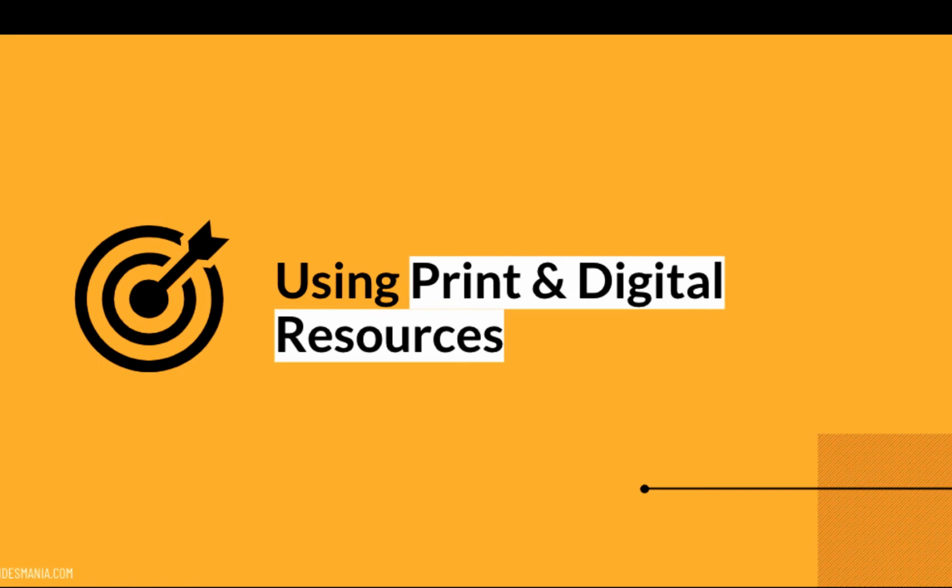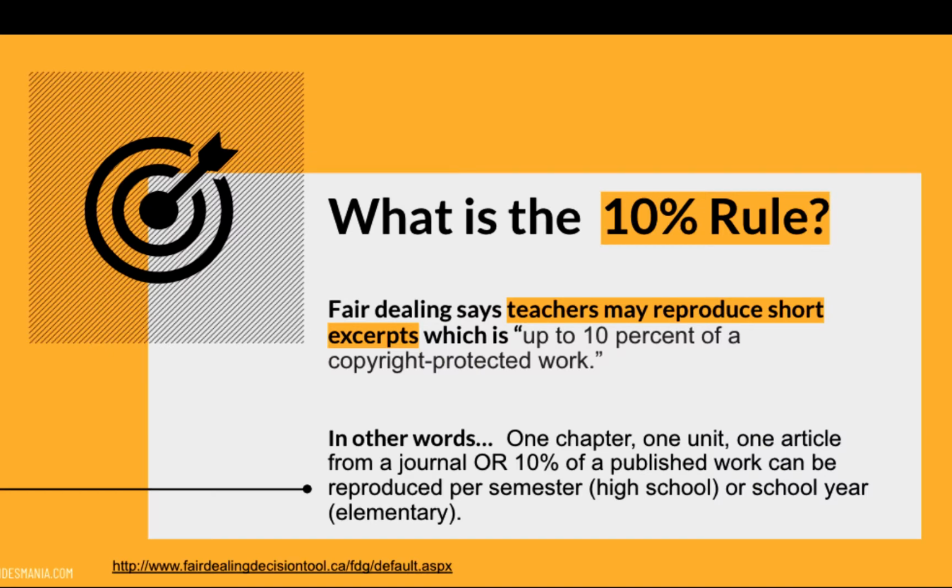When using print and digital resources, there are specific copyright laws that we must consider. The 10% rule is very important to understand. Only one chapter, one unit, one article from a journal, or 10% can be reproduced per semester for high school or per school year for elementary. For example, one unit from a science textbook can be reproduced and shared with students.